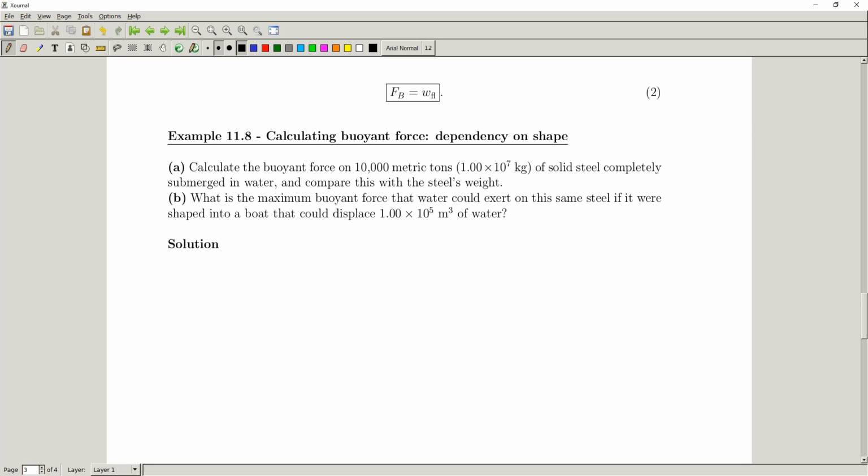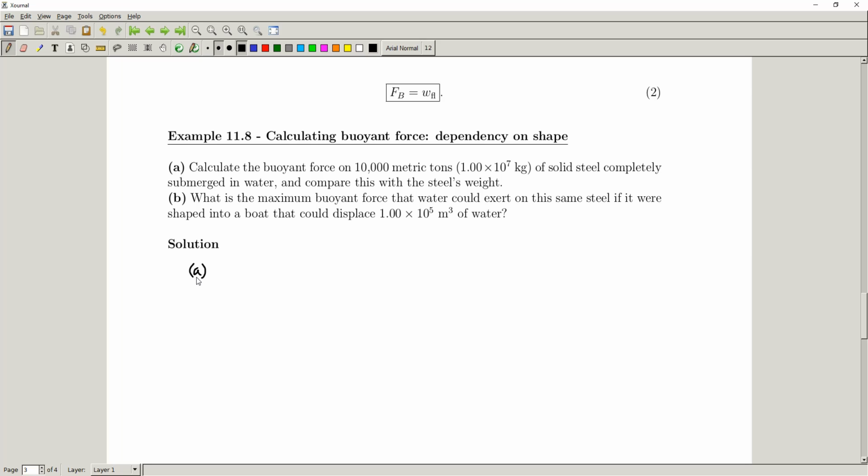So what are we doing here? We want to calculate the buoyant force on a 10,000 metric ton, so 1 times 10^7 kilogram, block of solid steel, completely submerged in water. It doesn't really matter what the shape is, it's some sort of compact shape, a ball or a cube or whatever. As long as it's totally submerged in the water, we can do this calculation. So we want to calculate the buoyant force in part A.